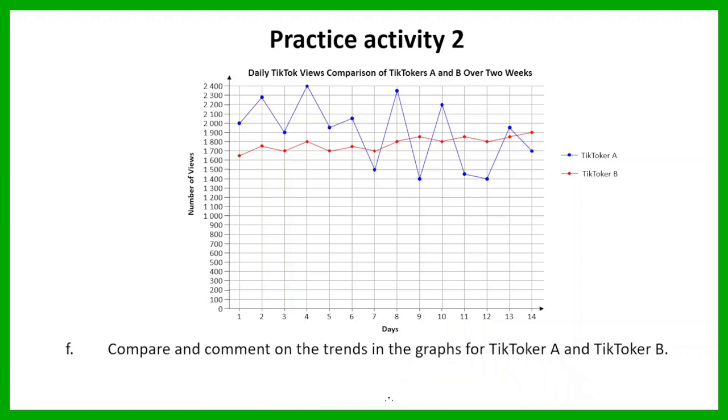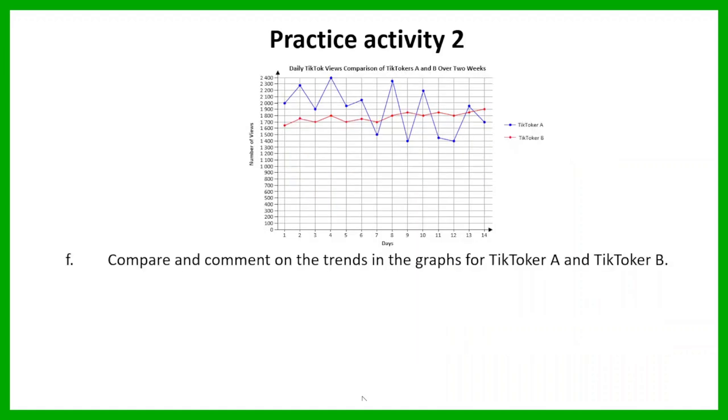Right? Then question F, compare and comment on the trends in the graphs for TikToker A and TikToker B. Now, I'm just going to move this up so we have a little bit more space to work with. So first, we're going to look at TikToker A. Now, you can see that TikToker A's views are very erratic. That means that they're going up and down, up and down, up and down. They're changing a lot over time, okay? So first of all, TikToker A's views are very erratic.